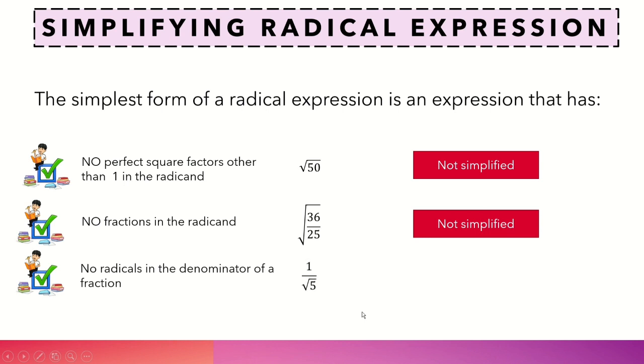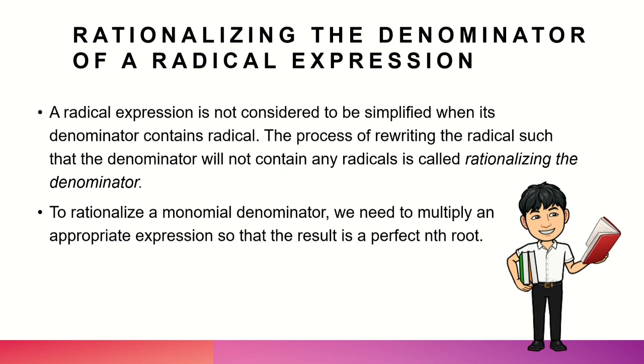Let's say we encounter this kind of problem, 1 all over square root of 5. This is still not in simplest form. What we're going to do in this example is we're going to rationalize. Another way of simplifying radical expression is through rationalizing the denominator of a radical expression. A radical expression is not considered to be simplified when its denominator contains radical. The process of rewriting the radical such that the denominator will not contain any radicals is called rationalizing the denominator.